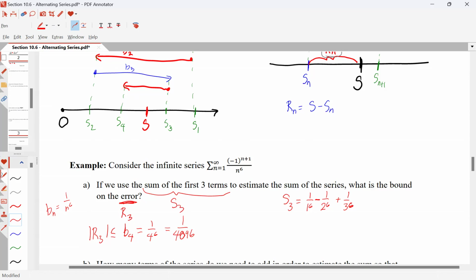So there is how much error we would have. The actual sum S is somewhere between S3 plus 1 over 4096 and S3 minus 1 over 4096. That is ultimately what we are being told by this remainder term.